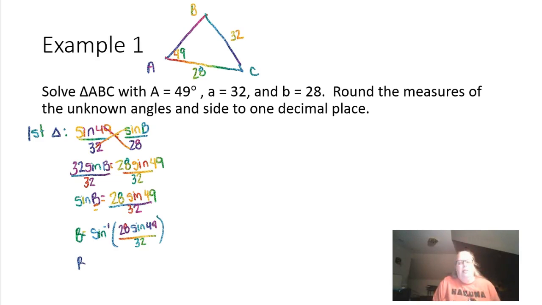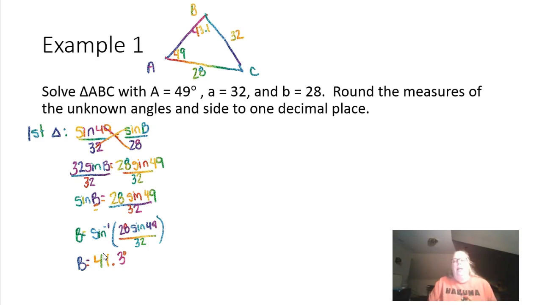When we put that in the calculator, it will give us our value for angle B. Make sure you're in degrees. Rounding to 1 decimal place, that gives me 41.3 degrees. So this angle is going to be 41.3 degrees.